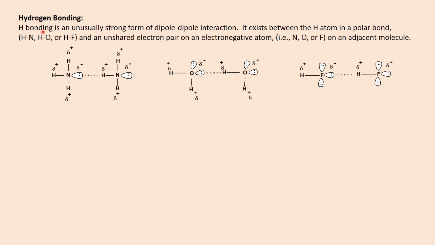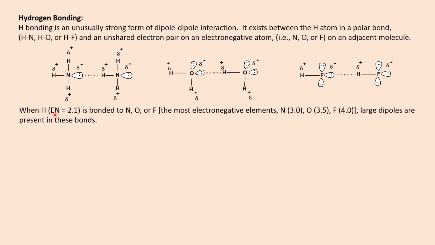Let's take a look at hydrogen bonding. It's an unusually strong form of dipole-dipole interaction. It exists between the hydrogen atom in a polar bond, that would be hydrogen bonded to nitrogen, hydrogen bonded to oxygen, or hydrogen bonded to fluorine, and the electron pair on electronegative atoms such as nitrogen or oxygen or fluorine. So we're talking about this bond right here, this attraction between the hydrogen bonded to fluorine or to oxygen or to nitrogen being attracted to the non-bonded pair of electrons of fluorine or oxygen or nitrogen.